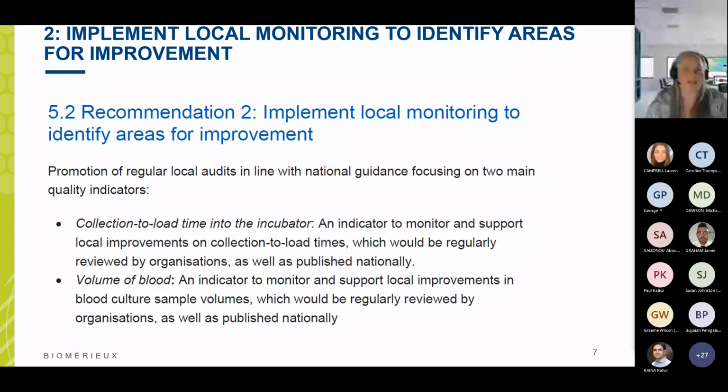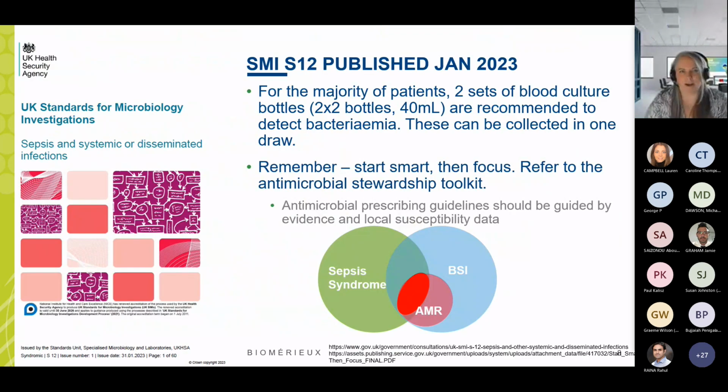Since then, the new SMI for the investigation of sepsis has been published. So when reviewing this SMI, I noted that, again, the blood volume has been a particular point of focus. So it's not just about having the correct volume of blood in each bottle, it's also about the number of sets. So 2 sets of blood cultures are recommended.